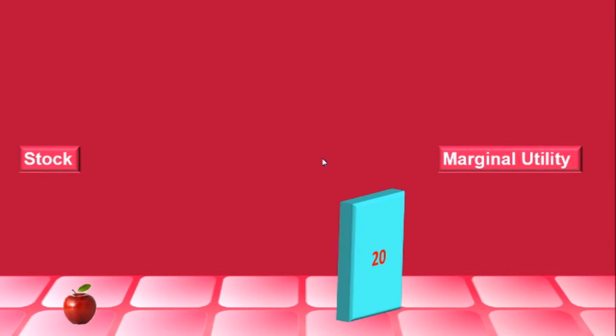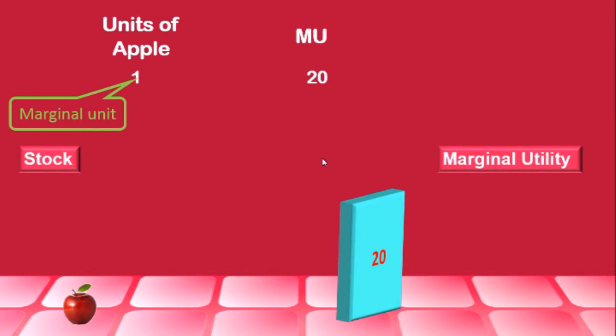How deep is the desire? The level of desire is measured in terms of money. The consumer is willing to pay 20 rupees for the first apple. The utility he derives from the first apple is 20 units. When he consumes the first apple, it is the marginal unit. Utility derived from the marginal unit is called marginal utility.